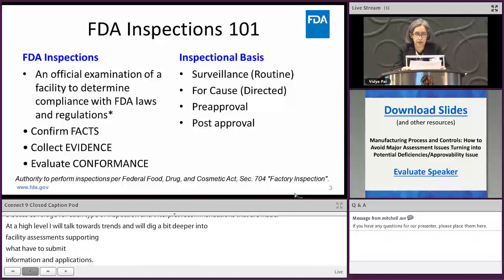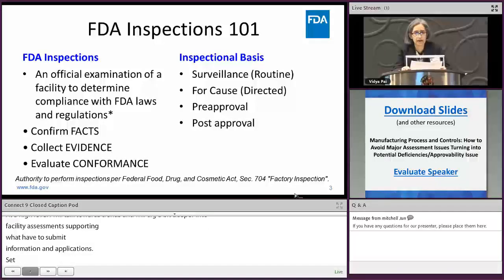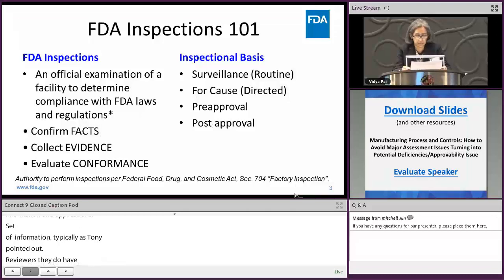Typically, the inspections are led by field investigators, and as Tony pointed out, reviewers within the Office of Process and Facilities do have opportunities to participate on inspections as subject matter experts. Typically, inspections may last a week or so, but can be extended for specific circumstances.